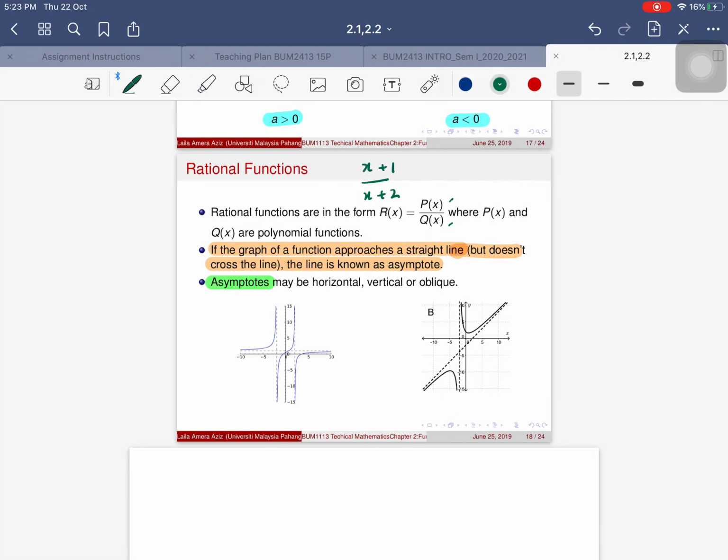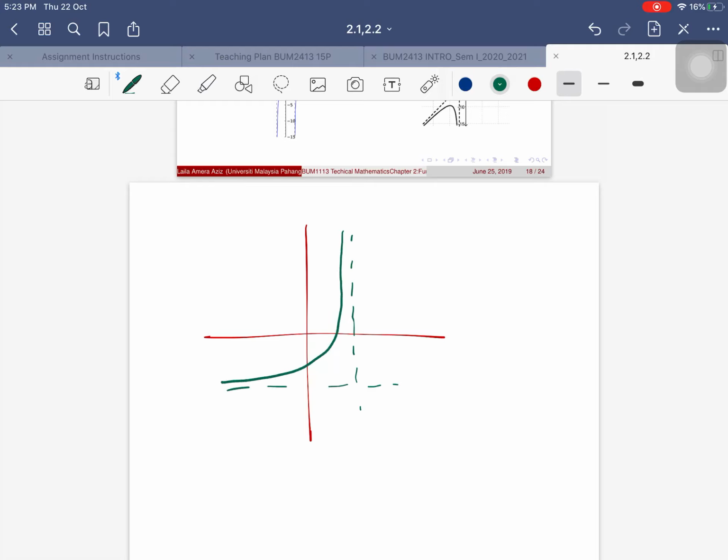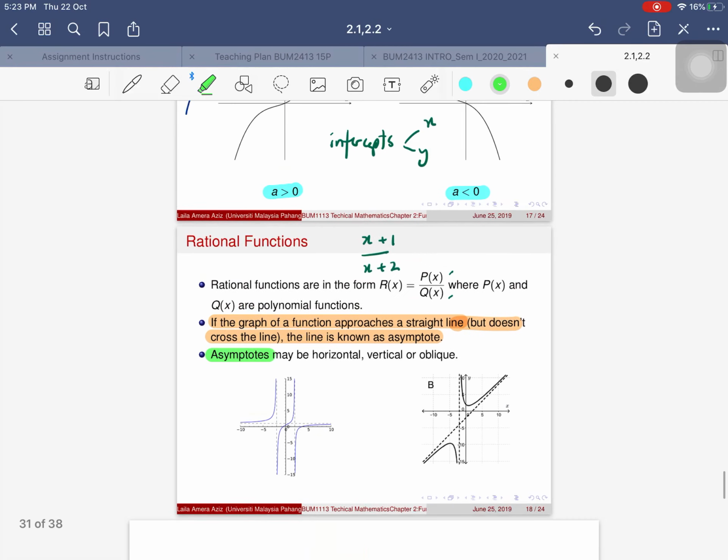So when I sketch the graph, it looks something like this. Okay, this is my axis and I did the sketching. So my graph actually looks something like this. It approaches the line. The lines I'm referring to are these two lines right here. It approaches the line, but it doesn't cross at all. It goes close to the line, but it doesn't cross. So that is known as an asymptote.